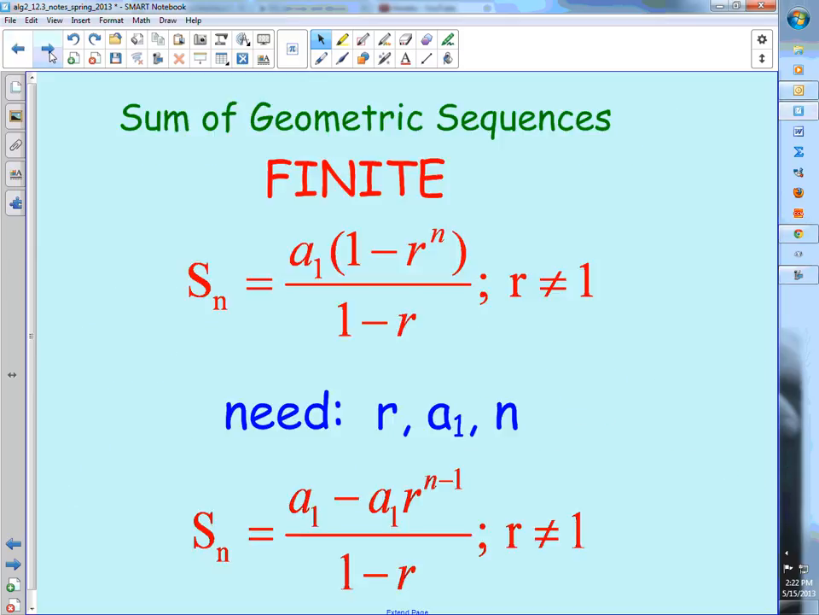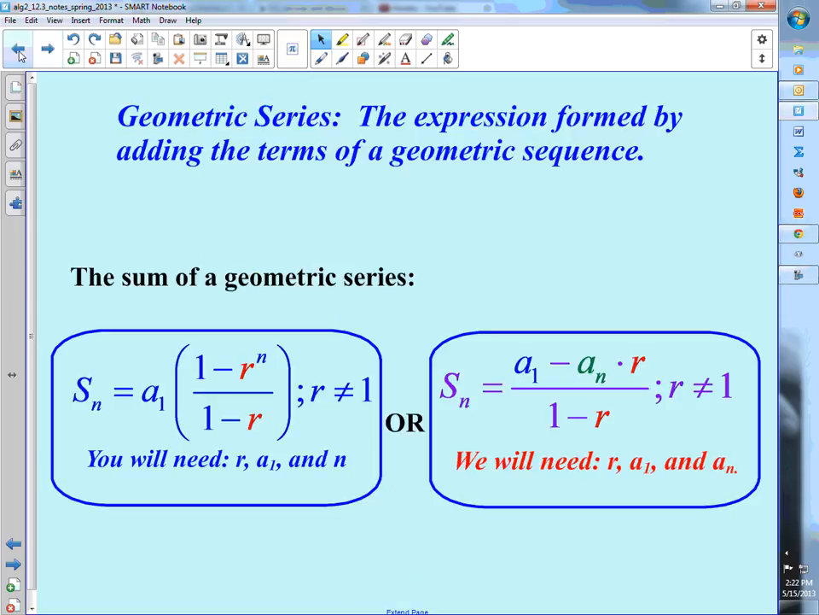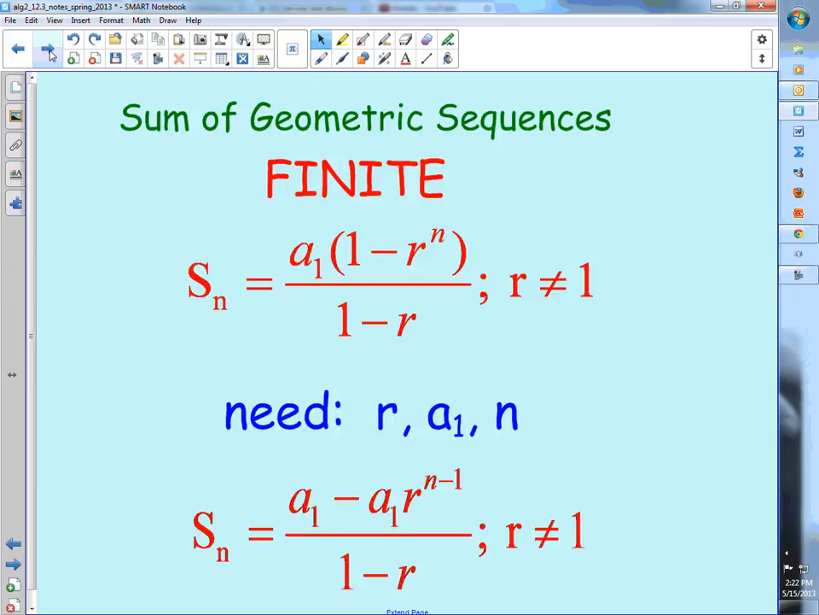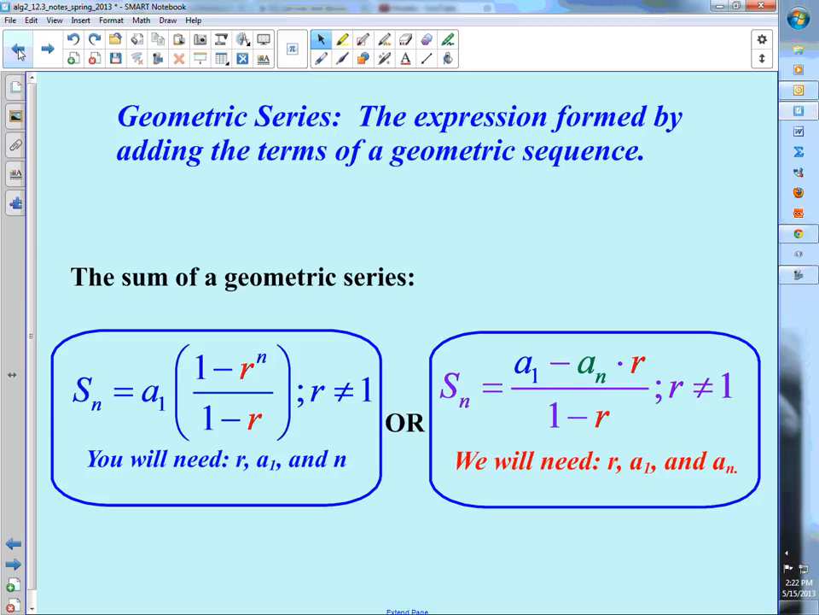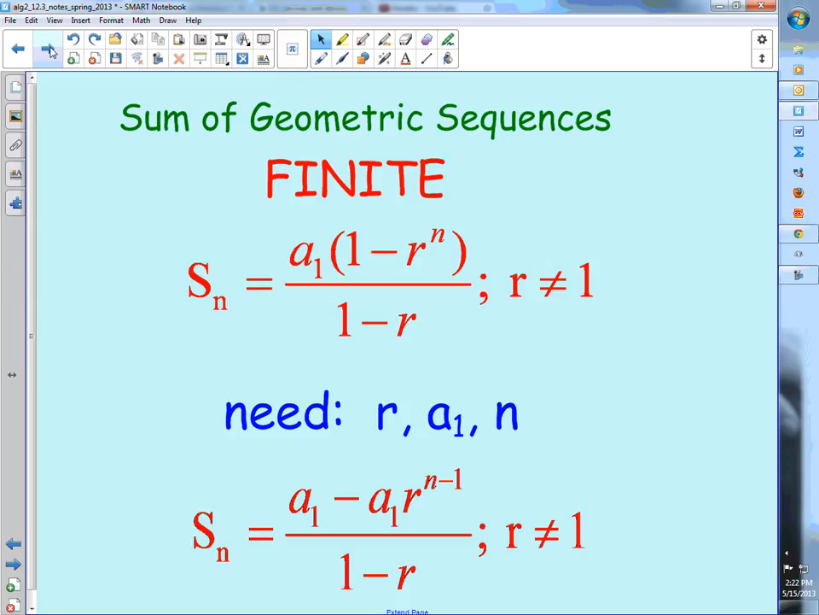Okay, so here's another one. A sub 1 times 1 minus r to the n over 1 minus r. Is that one of the ones we have? Nope. So a sub 1 times 1 minus r to the n over 1 minus r. That's got to be this one. This one and this one are really multiple versions of each other. And if you distribute the a sub 1 into the parentheses, you get this one.